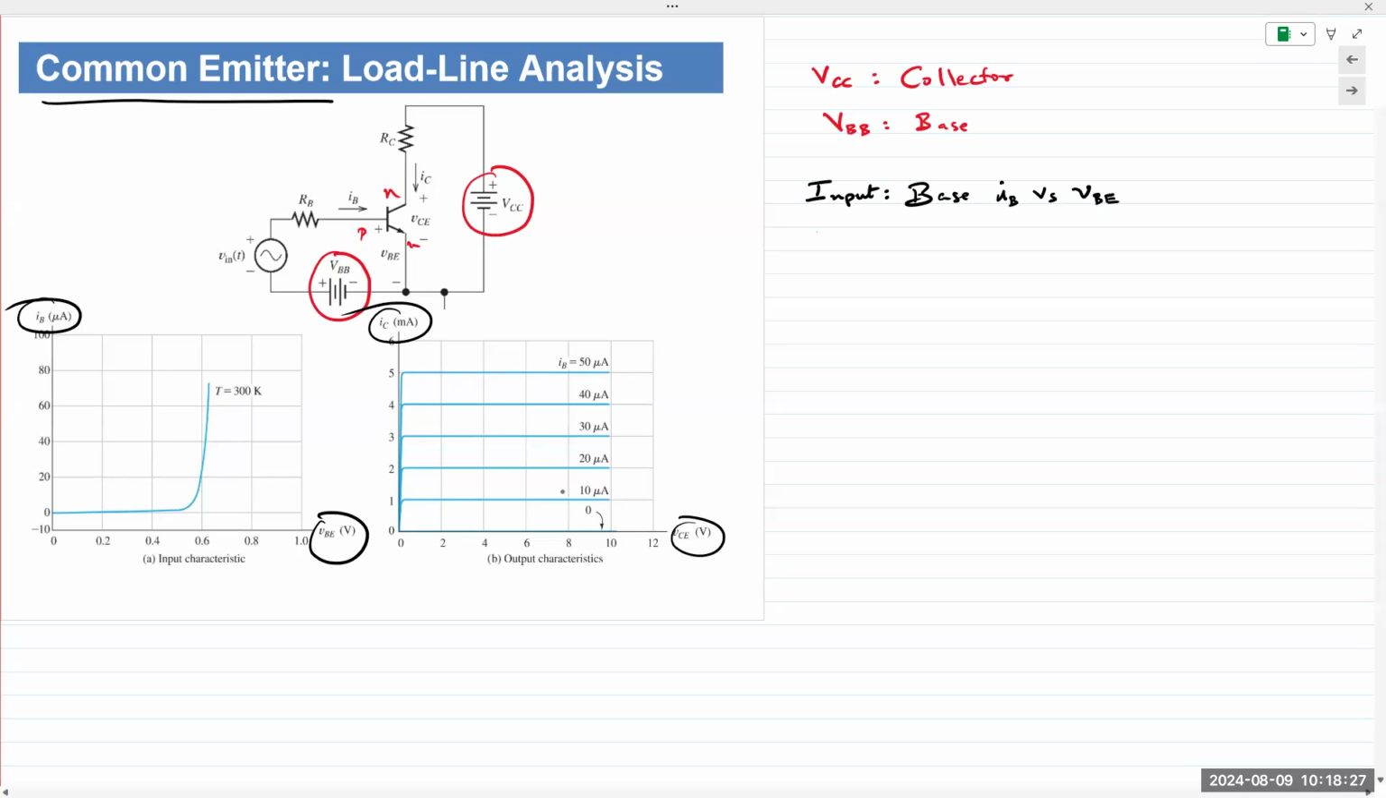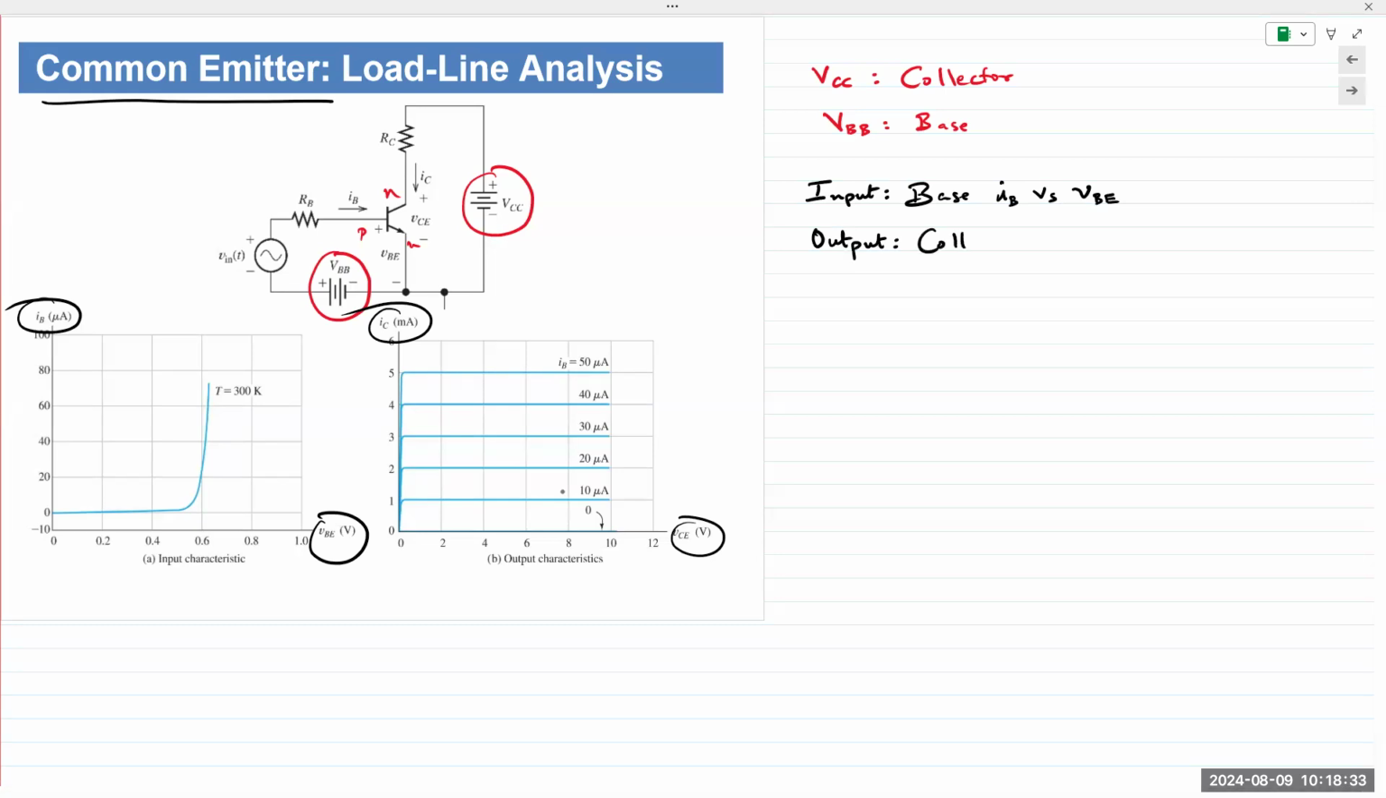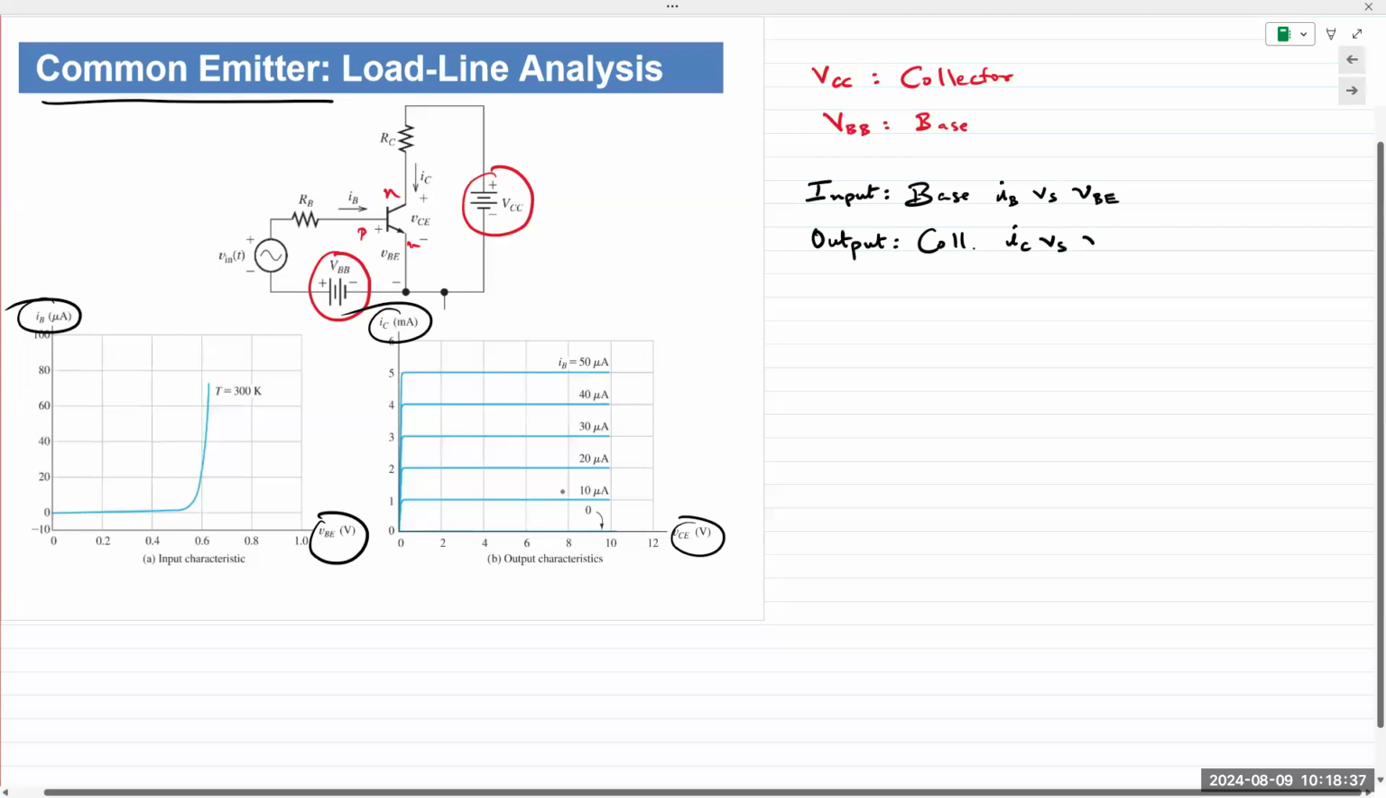So I'm just noting down what I just talked about. Input side and collector IC versus VCE.